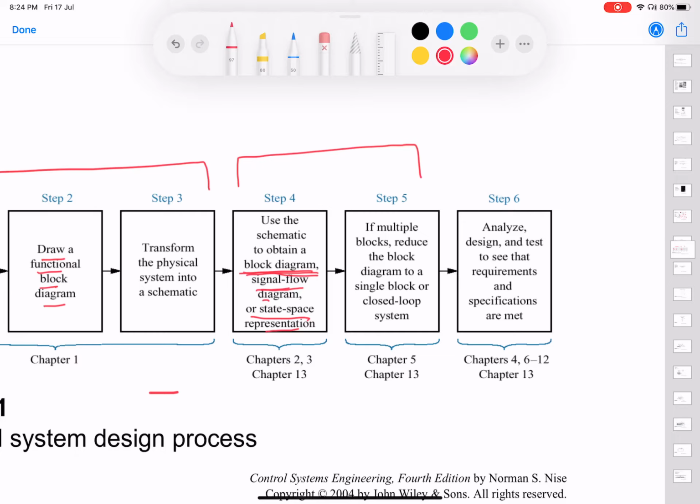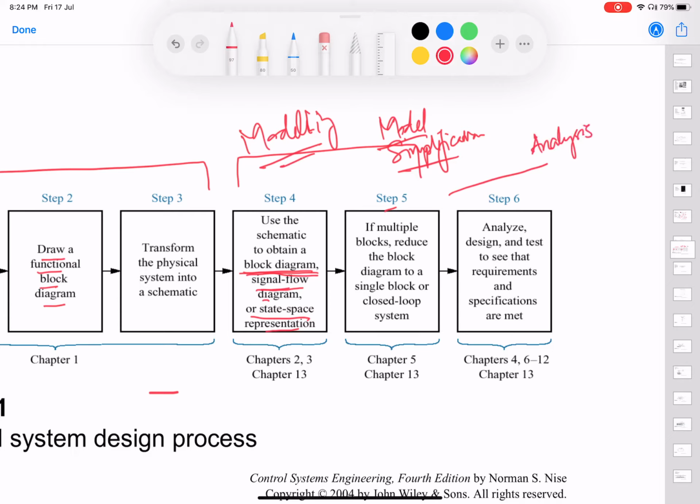Now, if you have a big block diagram, you can reduce it. So this part is modeling, the mathematical modeling of the problem. And this part is model simplification, so you are trying to simplify the model by reducing the block diagram. This is also something that we're going to study in detail in the future. And the last part is analysis of the system and design of the controller.